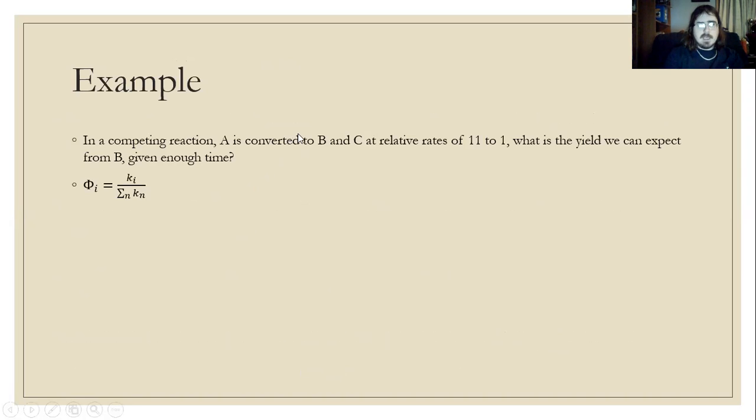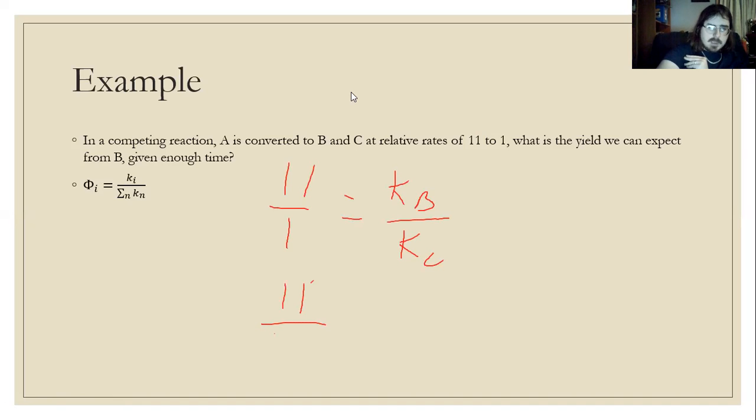So in a competing reaction, A is converted to B and C with a relative rate of 11 to 1. So 11 to 1 of B to C. What would be the expected yield we could get given enough time? Essentially, 11 to 1 is going to be our Kb to Kc. Well, our yield would be what? 11 over the sum of all the Ks, 12.